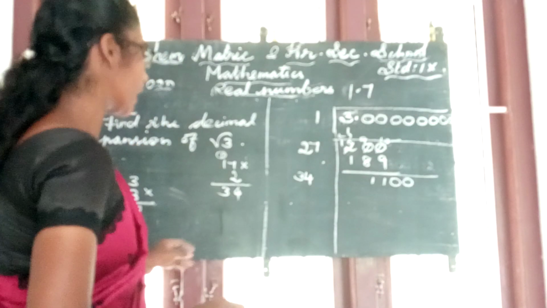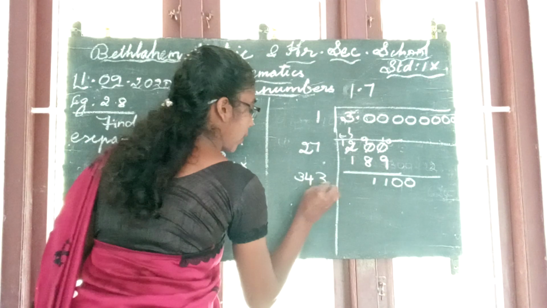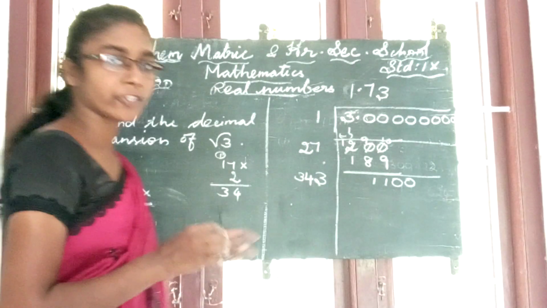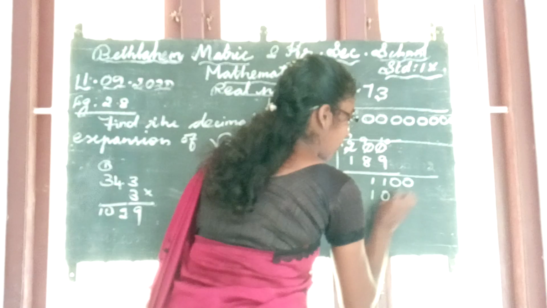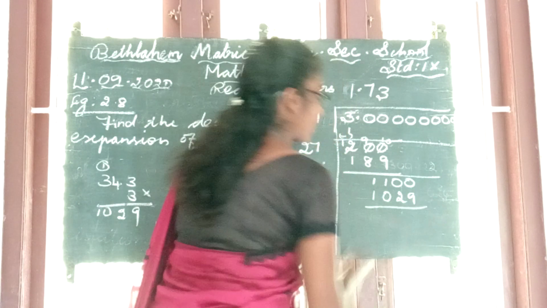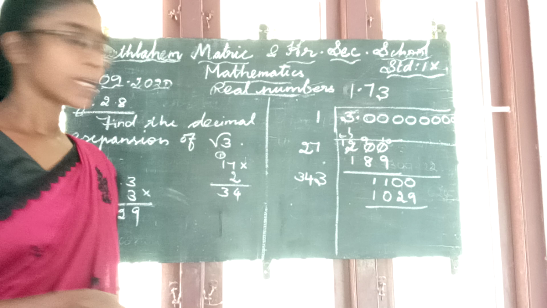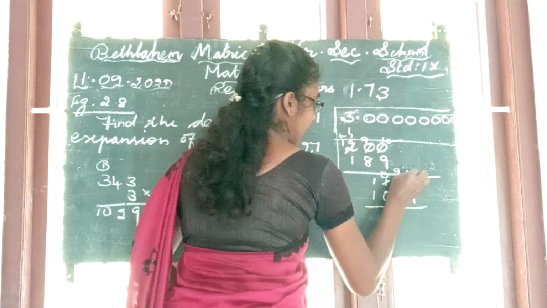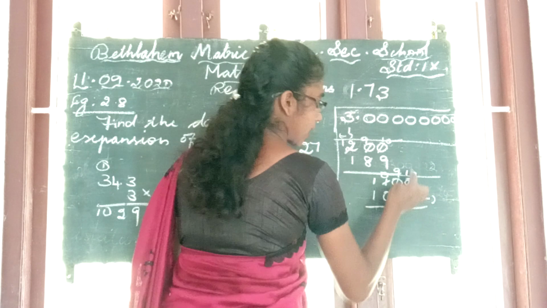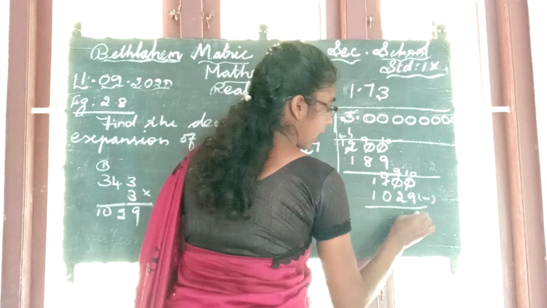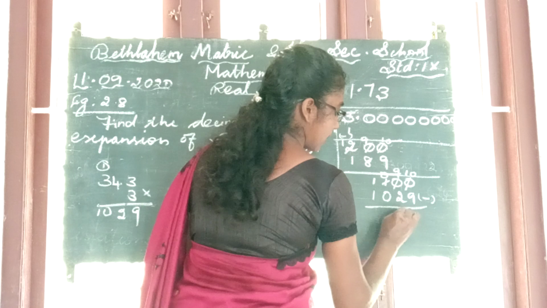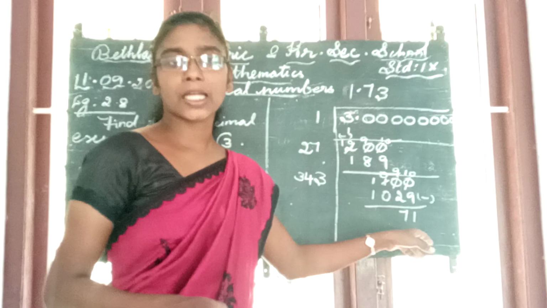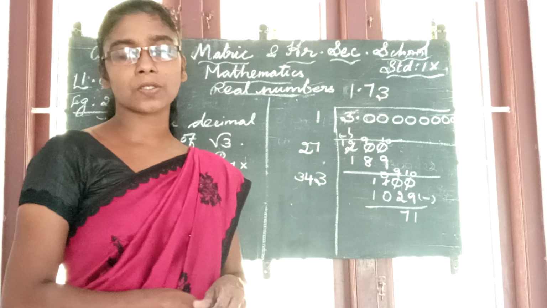So where do we have to write this 3? Here also you want to write 3. Down, what do we have to write? 1029. Can we subtract this? Here 0, here 9 will be obtained, here 10 will be obtained. Subtracting, what are we getting? 10 minus 9, 1. 9 minus 2, 7. 71. What are we getting as the remainder? 71.